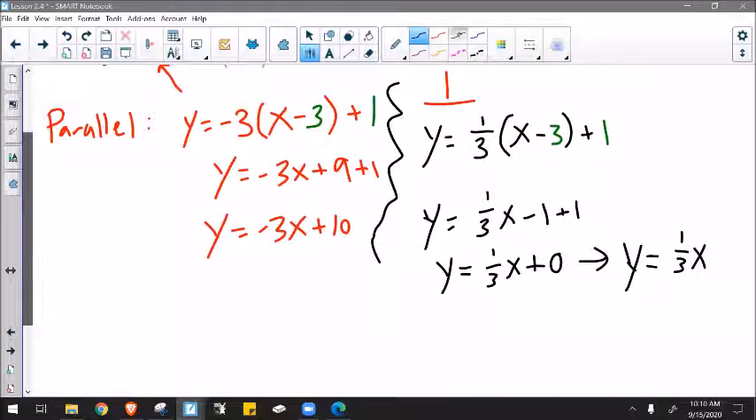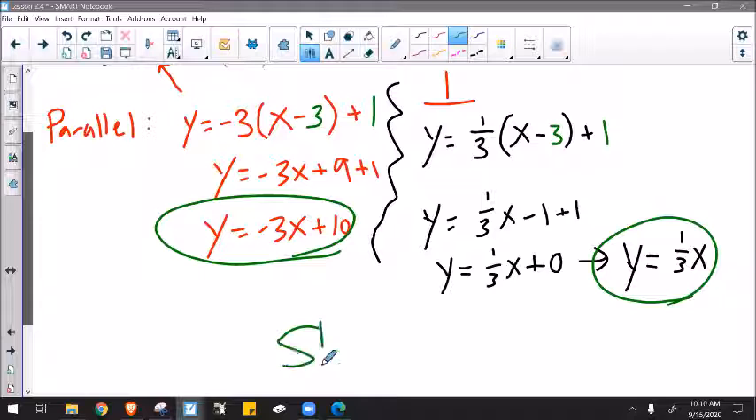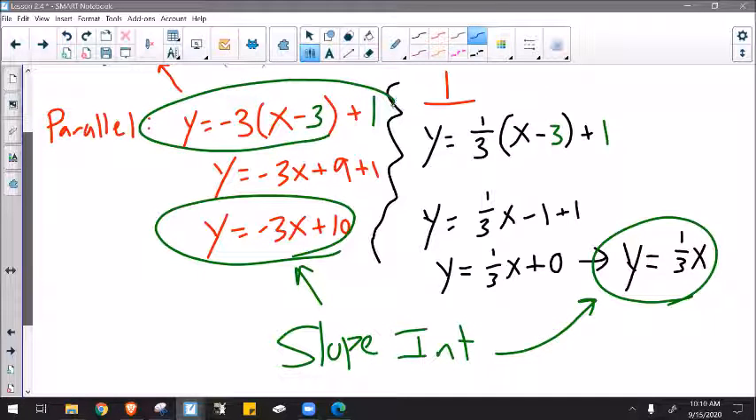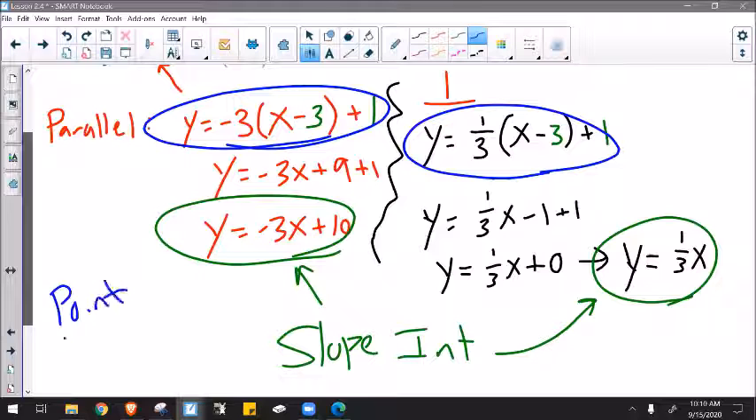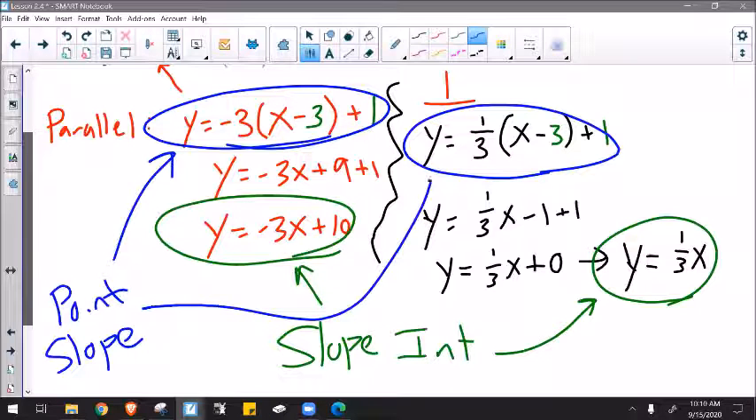But again, in either situation, these first two are slope-intercept, and then these two are point slope. I really don't care which one you give me. If the directions ask for one, then just do that one. But if the directions don't say, then you can use whichever one you want.